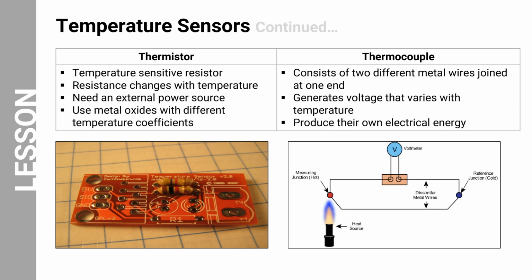Unlike thermistors, thermocouples produce their own electrical energy and don't need an external power source. This voltage can be measured using a voltmeter, as shown in the diagram, providing an accurate temperature reading based on the temperature difference between the hot and cold junctions.